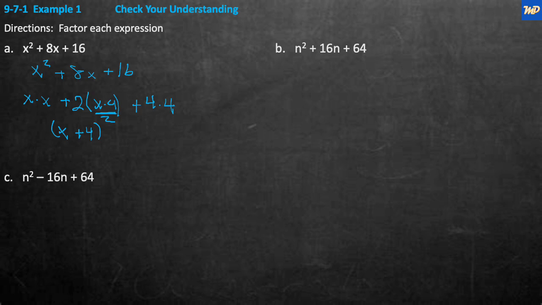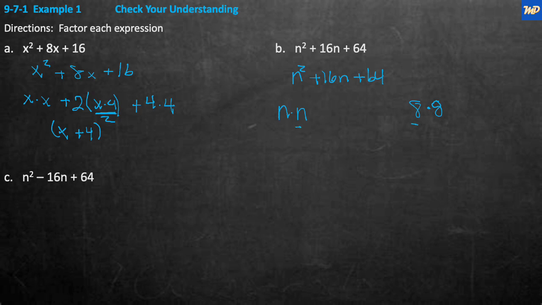Okay, let's do the next one. Same thing, we're going to look at it. You see that they're both positive, so it's going to be all positives. So we're going to have an n squared plus 16n plus 64. So I'm going to say n times n, this is our a term, n squared, n times n. And way over here, I'm going to say 8 times 8 is 64. Here's our b term. There's our a term.